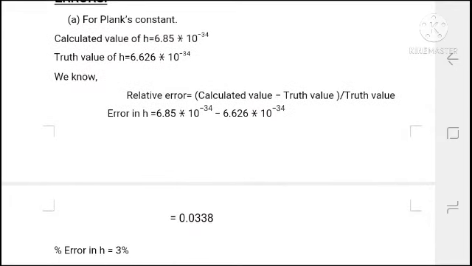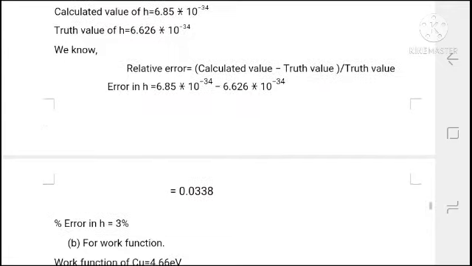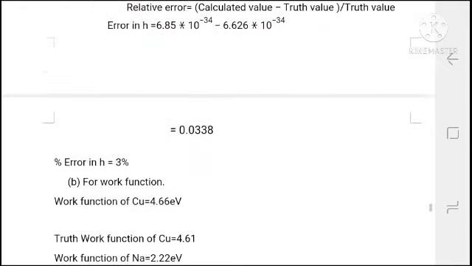We used this formula. We know the calculated value of Planck constant is equal to 6.85 into 10 to the power minus 34 joule second, and we know the truth value of Earth's Planck constant is equal to 6.626 into 10 to the power minus 34 joule second. So by using this calculated value and truth value, we find the relative error in the Planck constant. That is, we found the relative error in the Planck constant is equal to 3%.